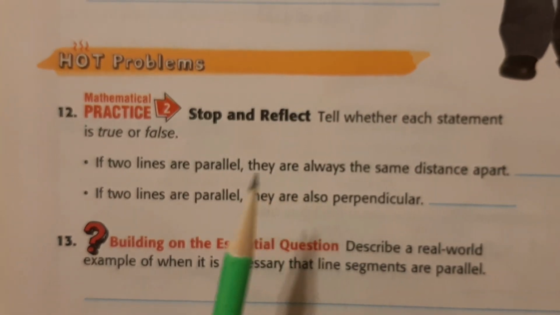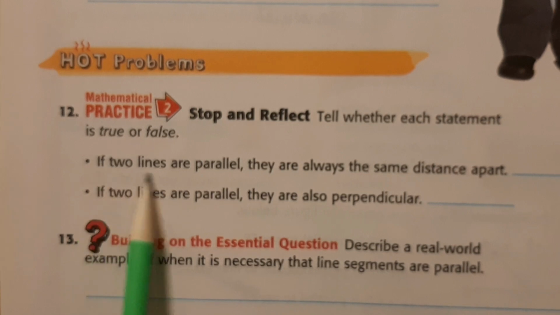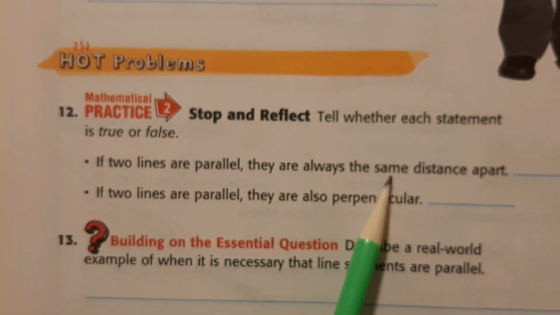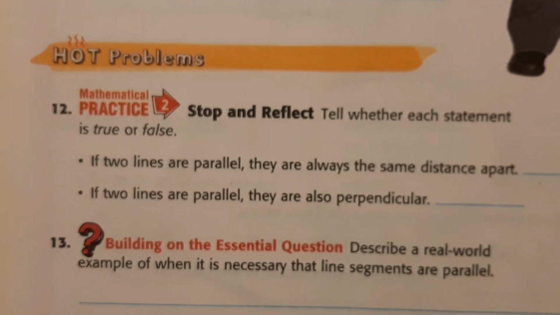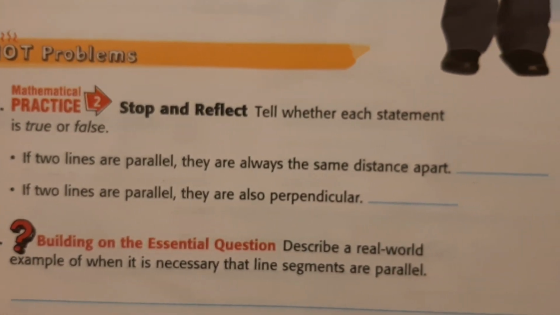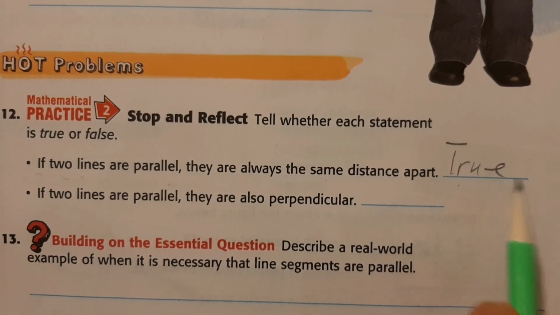So here's another interesting part. Tell whether each statement is true or false. If 2 lines are parallel, they are always the same distance apart. True or false? Go ahead and write that. Did you write true? Well, then you would have been correct.